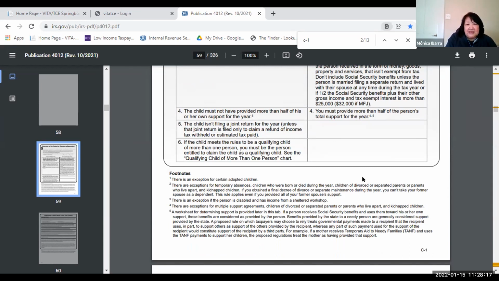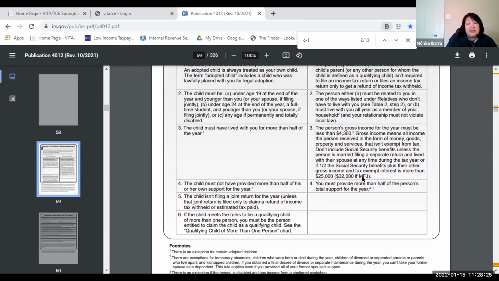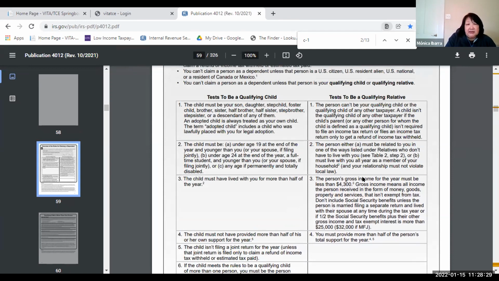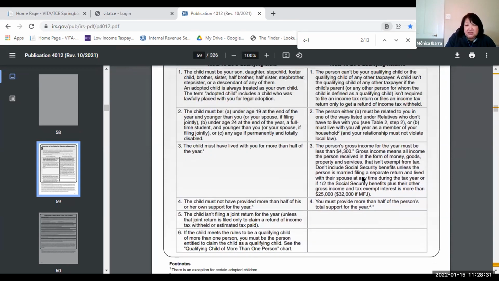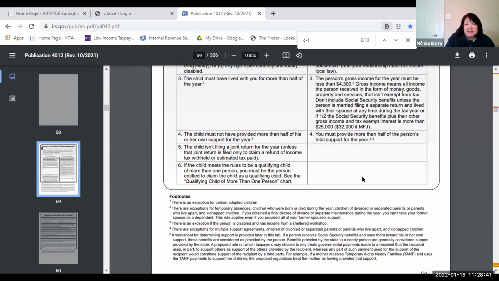I think that one of the good things about the 4012 is that it has a lot of specific information. But as you can see here, you have this information, but you also have the footnotes. And the footnotes are just as important to read as all the information that's in the bigger writing.